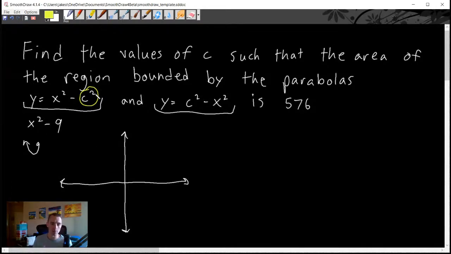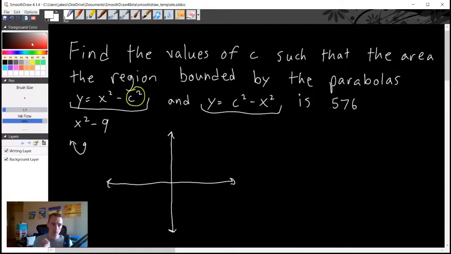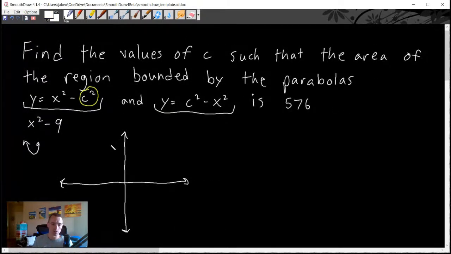So c squared is going to be positive. So if we have x squared minus a positive number, something like x squared minus 9, for example, we know we're going to have an upward facing parabola that is shifted down some number of units. So if we just had the function x squared, it would look something like this. That was a pretty terrible sketch. It would look something like this.